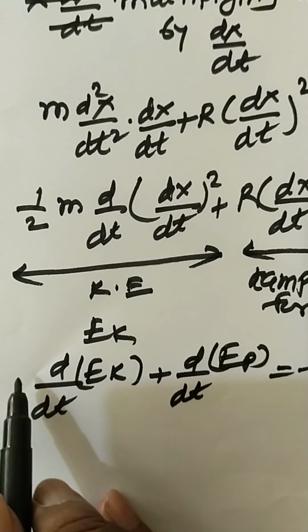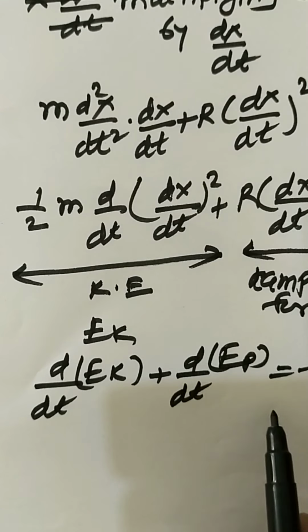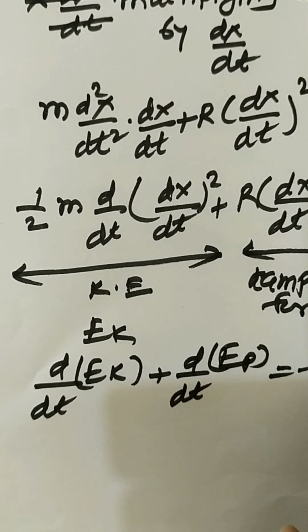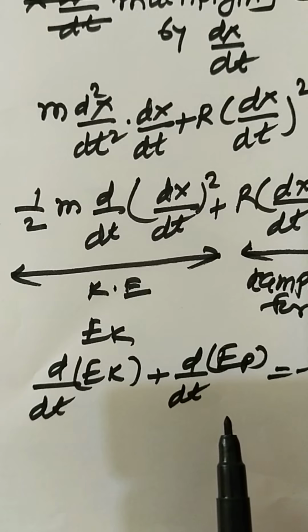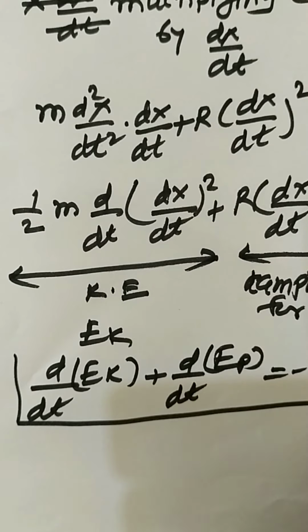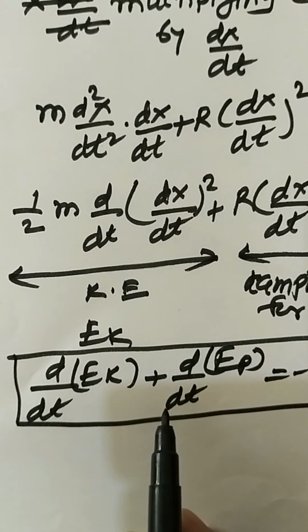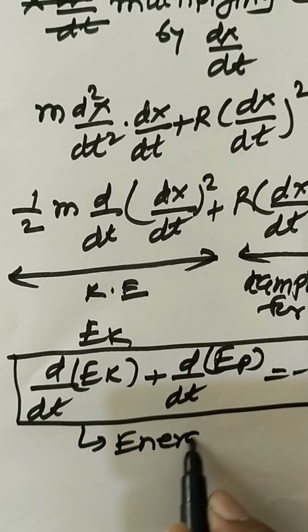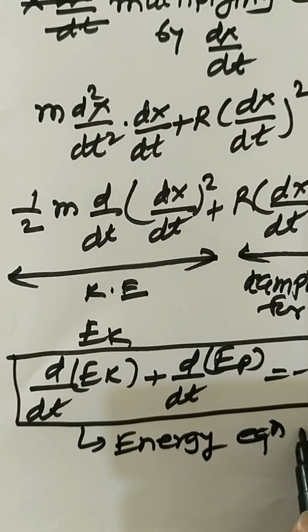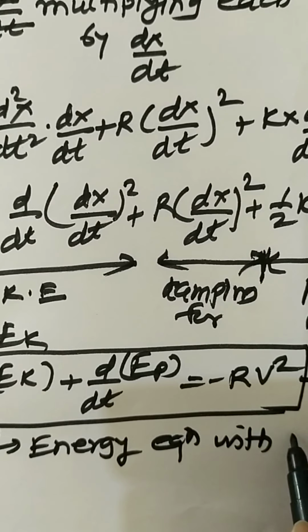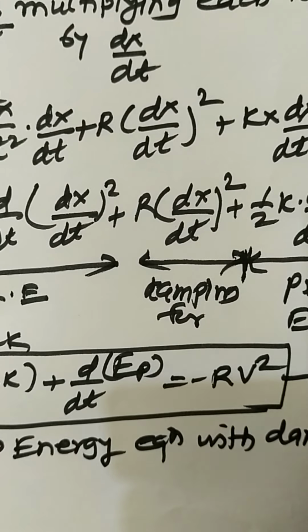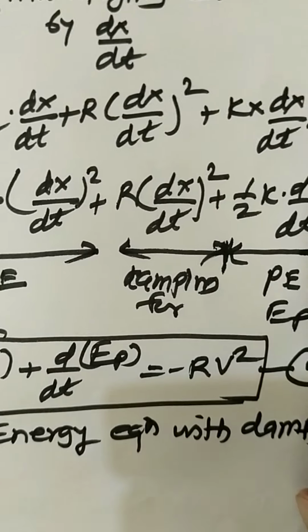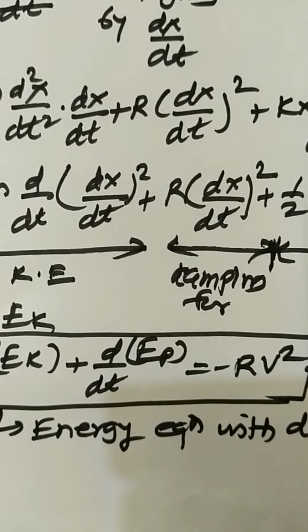This equation states that the rate of change of mechanical energy is equal to the rate of doing work against the damping force, and it is called the energy equation with damping.